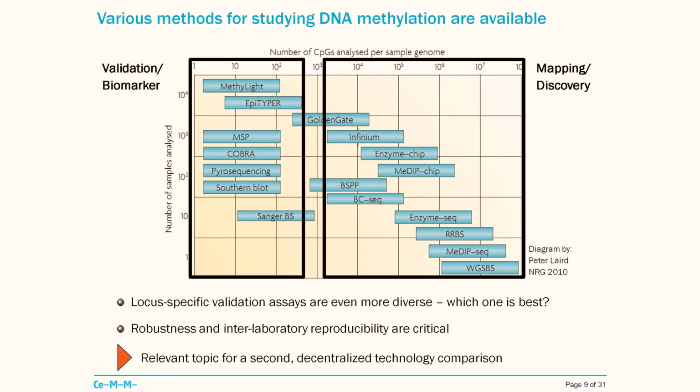So in addition to these mapping or discovery cell technologies, there are these validation or biomarker technologies that you can scale to a much larger patient number, but they are more restricted to one or a handful of genomic loci. These assays are very important if you want to eventually move your assay as a biomarker into the clinic or profile very large validation cohorts.